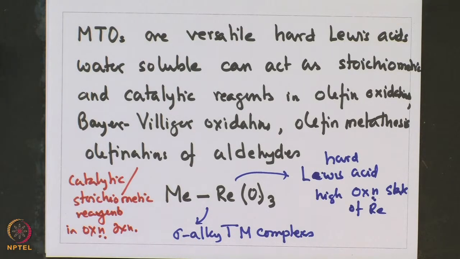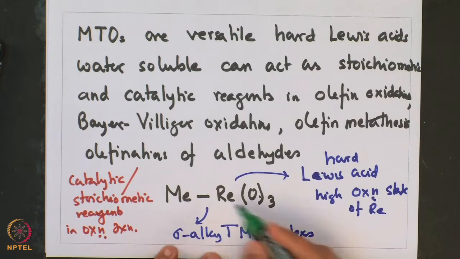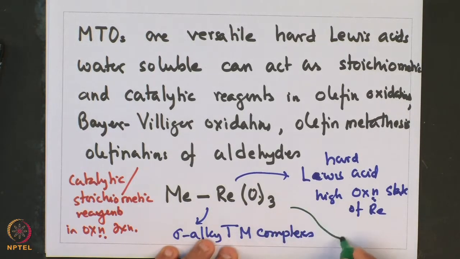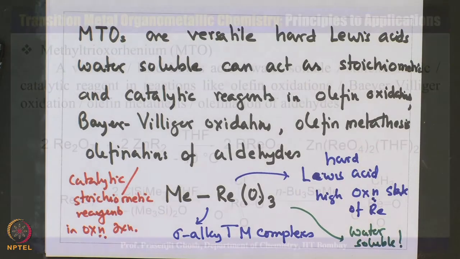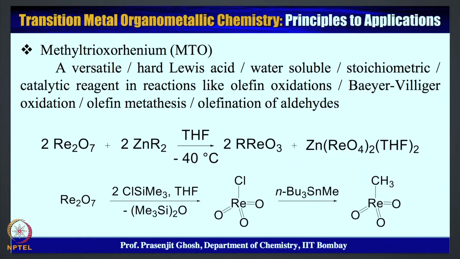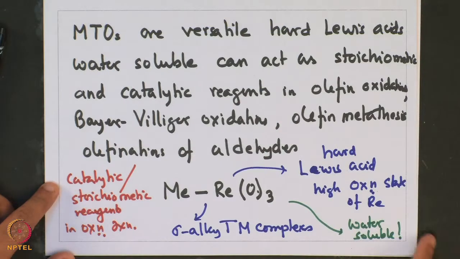Another important property of these compounds is that, being bound to 3 heteroatoms, they are also water soluble. This is something unthinkable for many organometallic compounds, because we tend to think that an organometallic compound will immediately decompose in water. So, this class of compounds are extremely good catalysts as well as reagents for various oxidation reactions. They are hard Lewis acids. A very nice application of transition metal sigma alkyl complexes is in the form of these compounds.